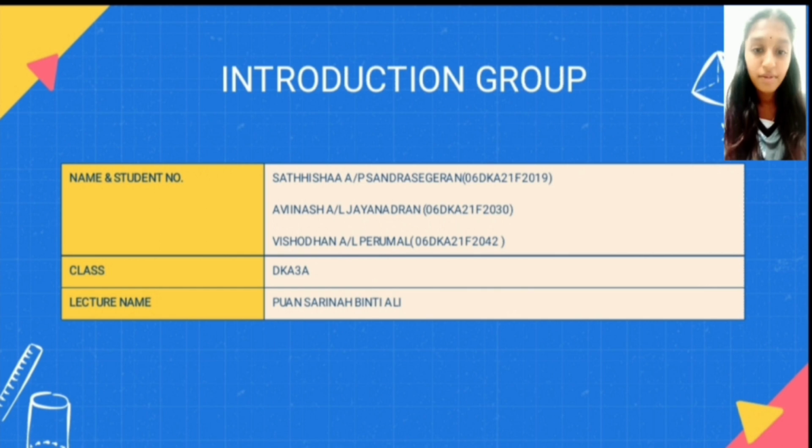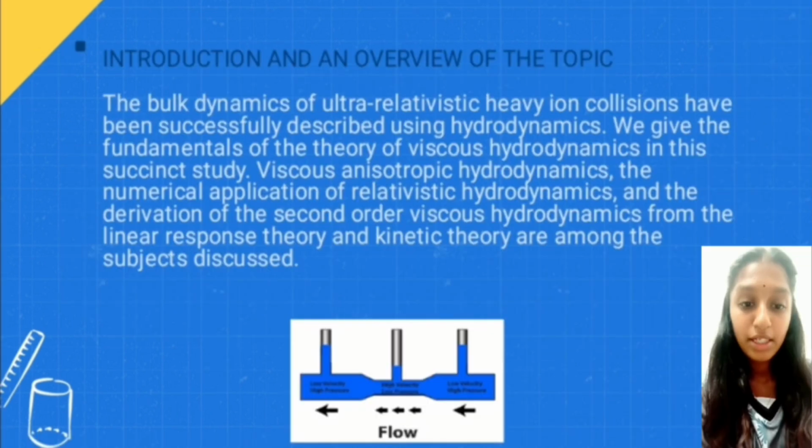So, today we are here to present about Chapter 3, which is Flow Visualization, and in this presentation, we are going to state the Reynolds number formula, the limiting value of Reynolds number, calculate the Reynolds number, and finally explain laminar flow, turbulent flow, and transition flow. So let me present about the introduction and overview of the topic.